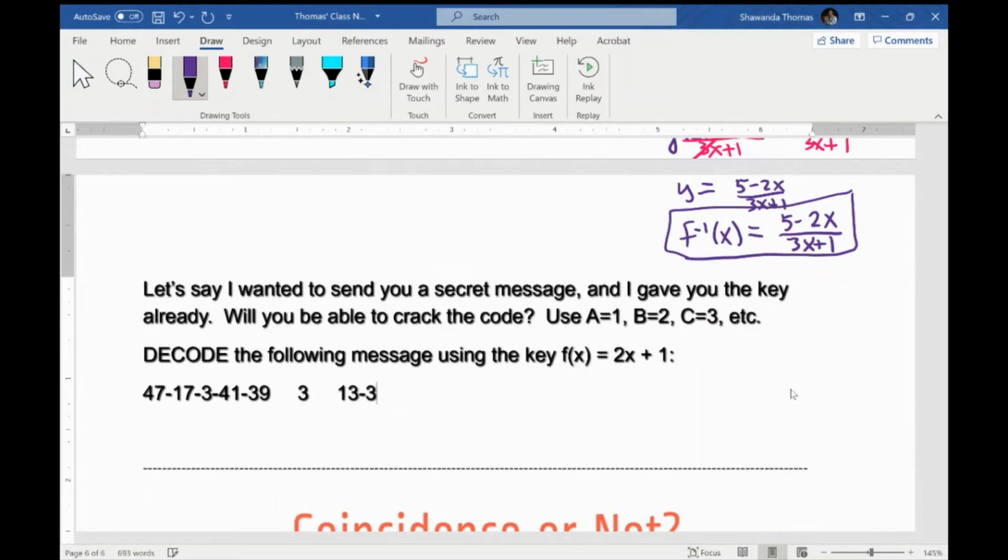So change your message to this one. And I'm going to show you how to decode the message using your knowledge of inverses.